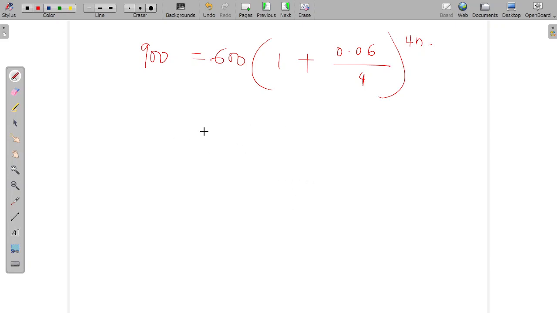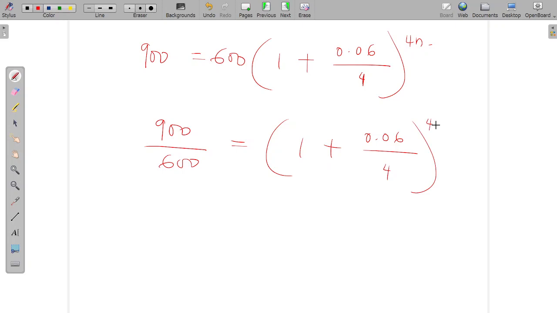Okay, so we solve this. Then we have 900 divided by 600. We are dividing both sides by 600. Then I have 1 plus 0.06 all over 4, then raised to power 4N. Okay, this can cancel this, and then we have 3 over 2 equals to what is here.